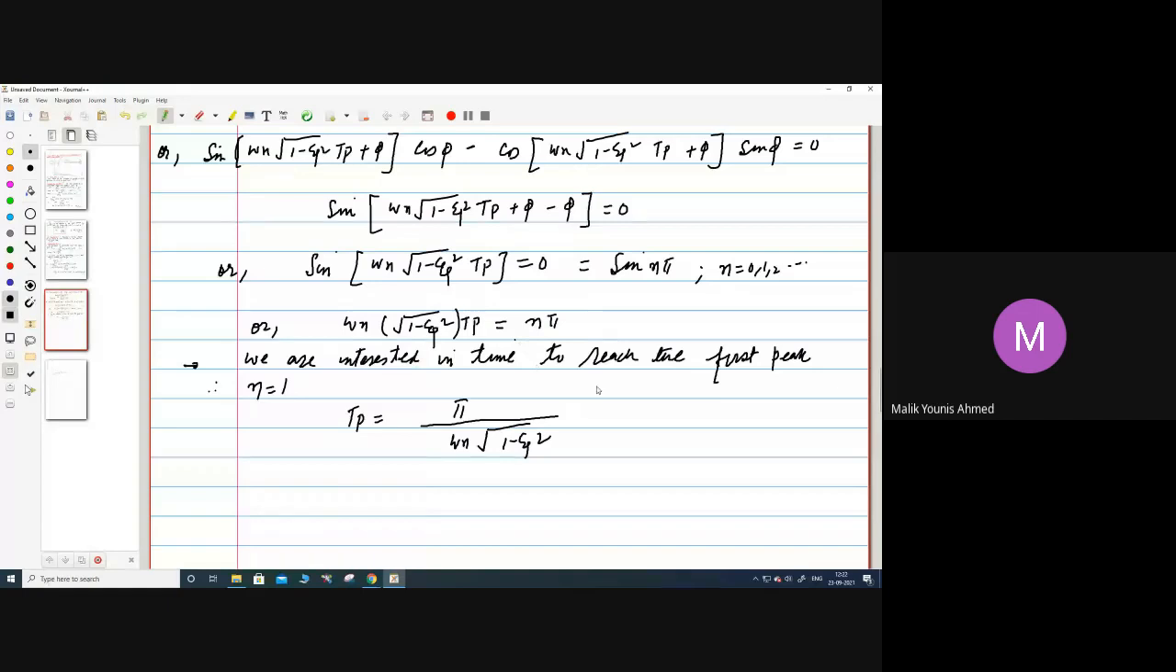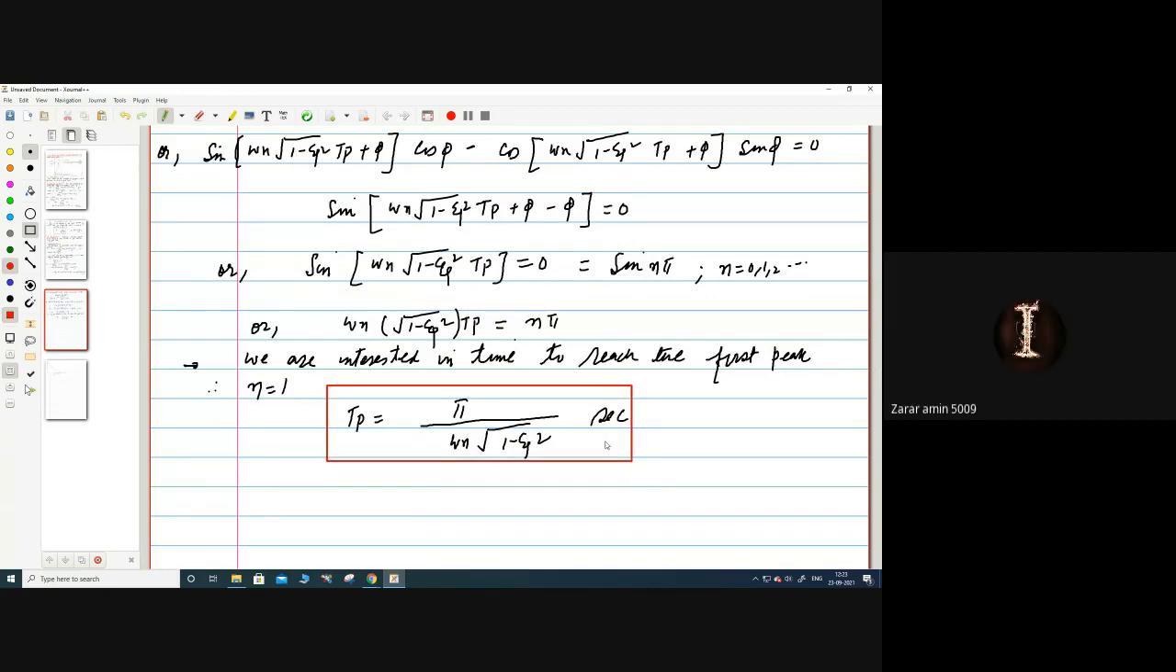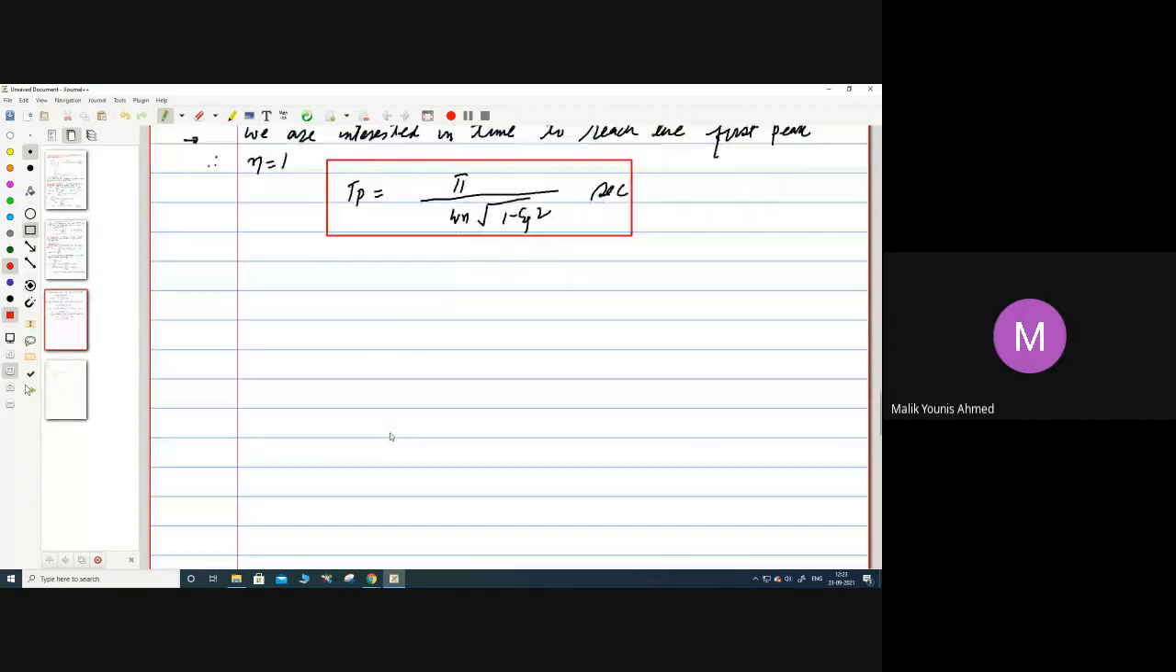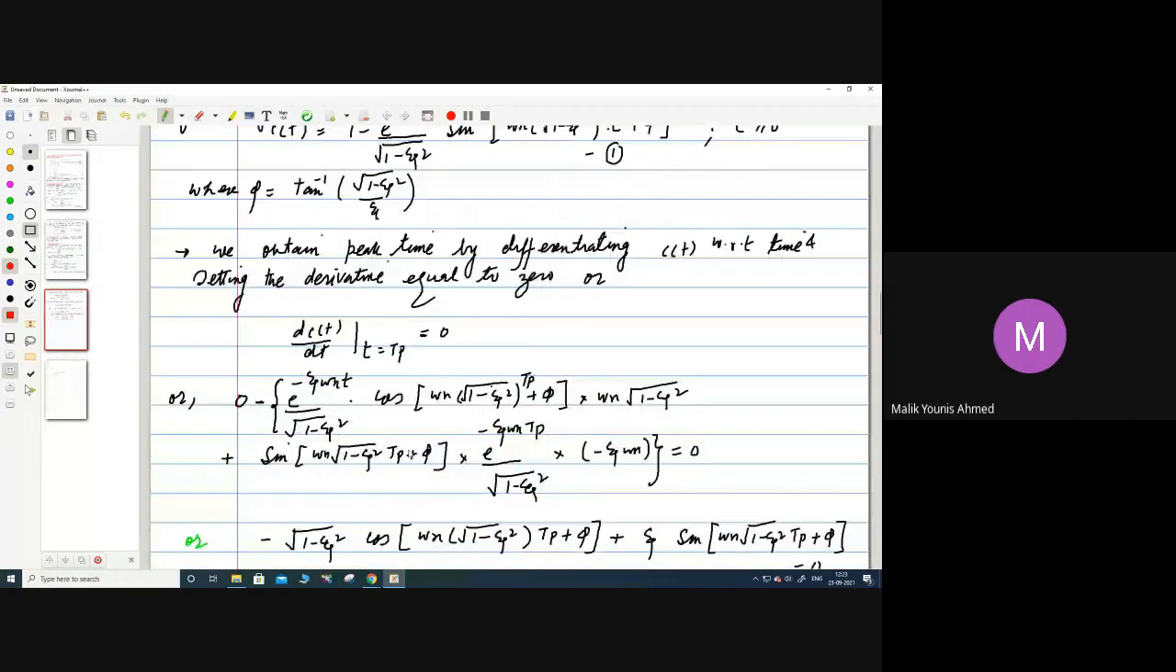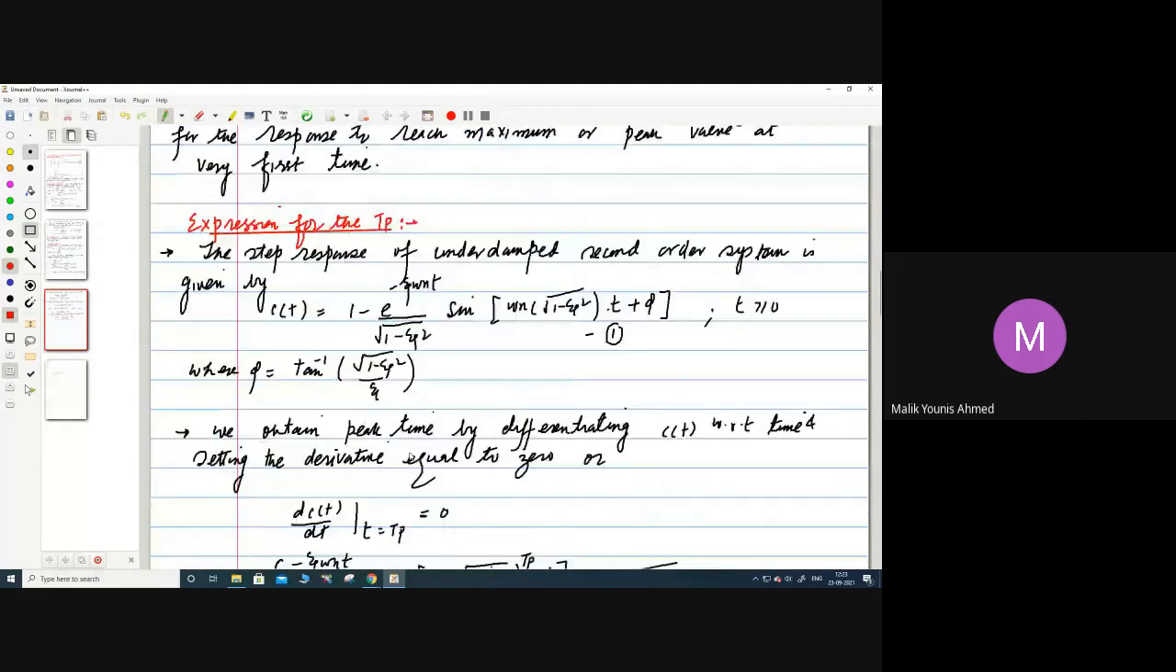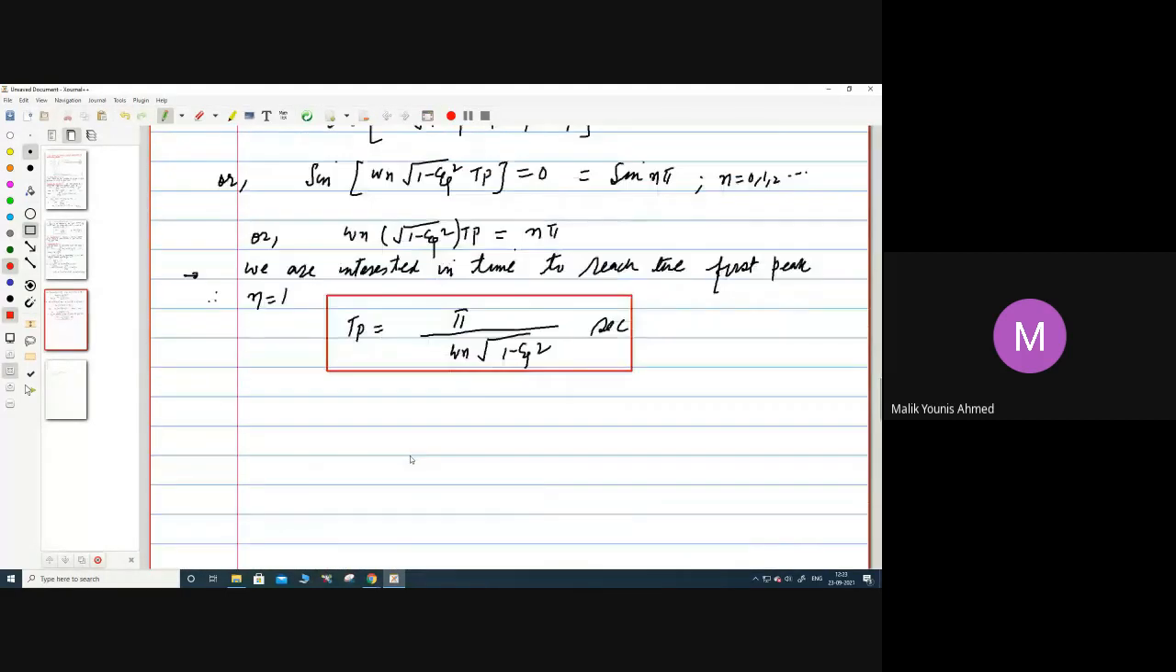Time will always be in seconds. This expression can again be boxed. Roll number 9, it is clear? 8? Yes, sir. Okay, clear. These expressions have to be memorized for the numericals, but it is very simple mathematics of 12th class that we use, and we can get these expressions.